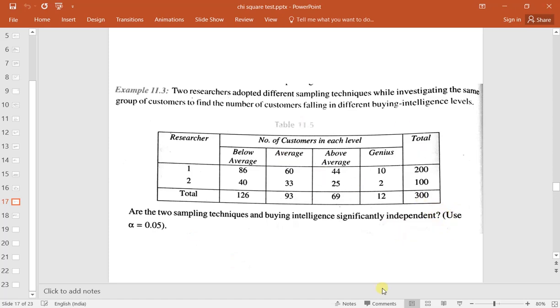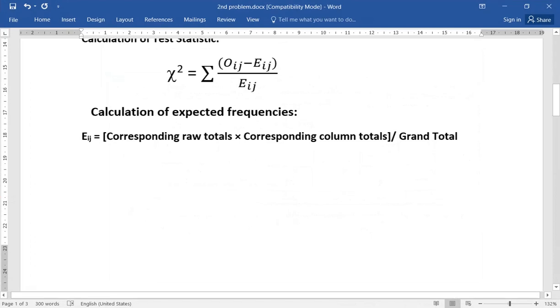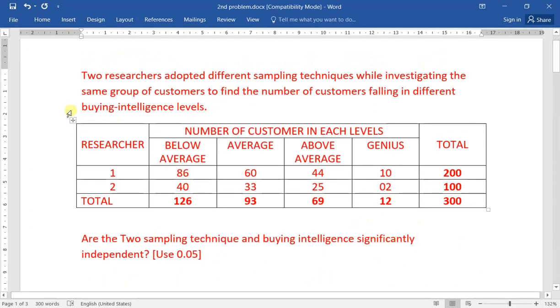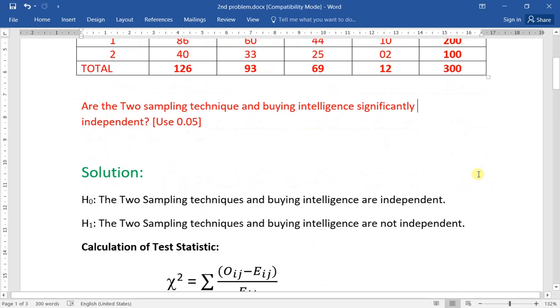So now we'll get into the solution part. Here I have copied that whole problem. It is in red. So we will get into the solution now.